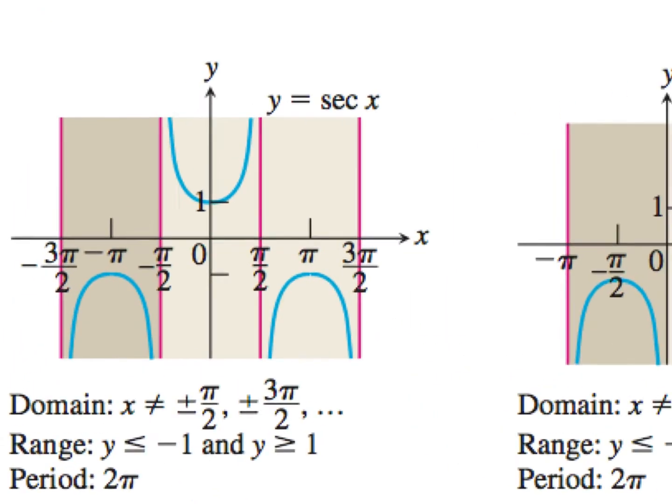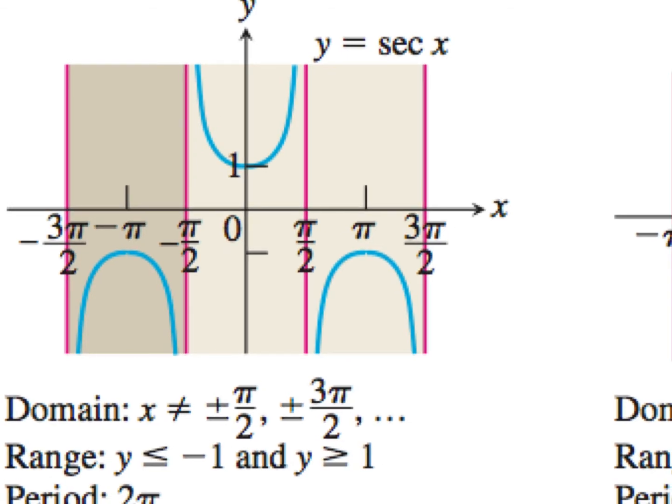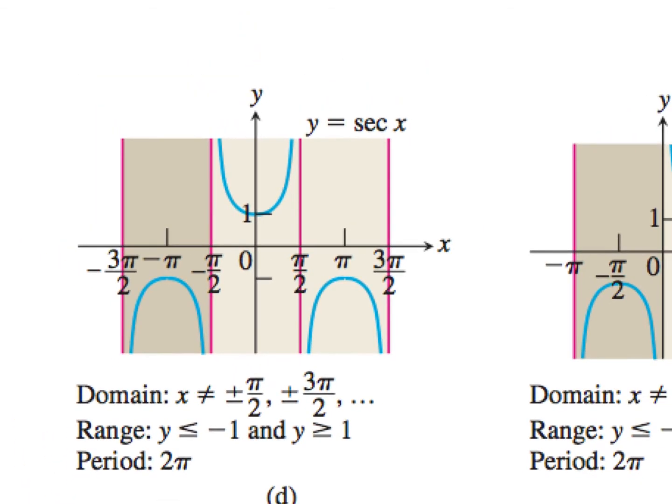Well, let me show you something on here. Okay, secant has an invisible cosine in it. Secant and cosine are partners, reciprocal functions of each other.